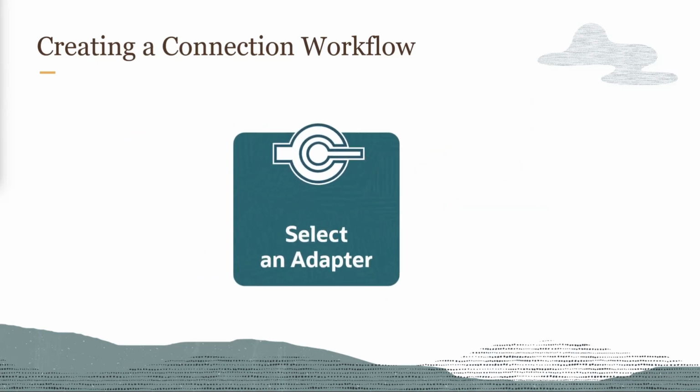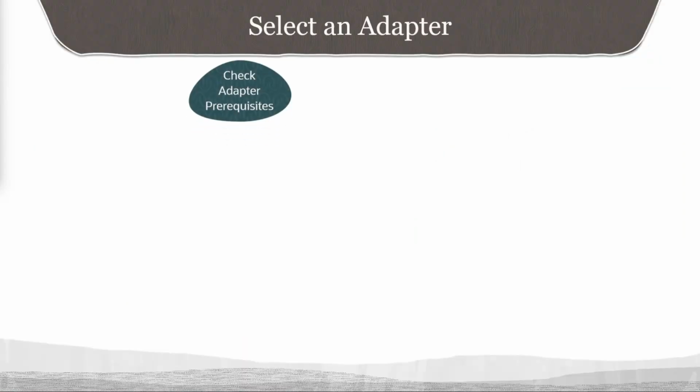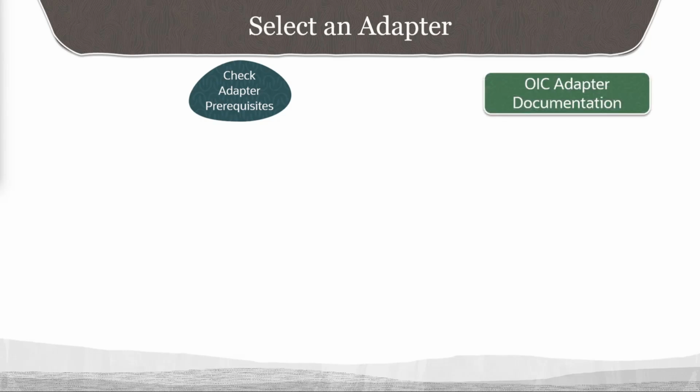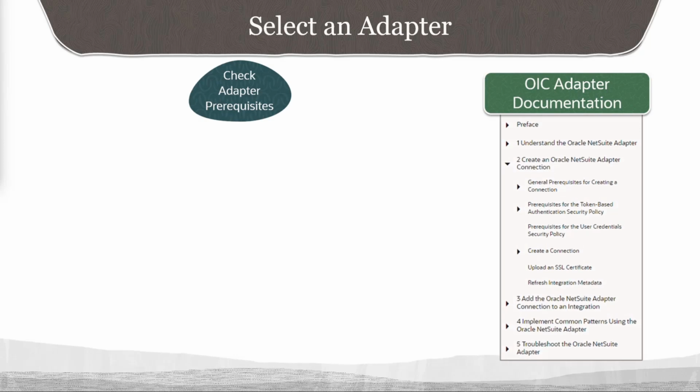We'll start with the selection of an adapter. The biggest part of the adapter selection process is to determine if all prerequisites have been completed. This is where it's critical that you review the online documentation. The layout is very similar for every adapter, as shown here in this example for the NetSuite adapter. Early on, you'll find general prerequisites as well as specific requirements for certain security policies, along with other information related to creating a new connection.